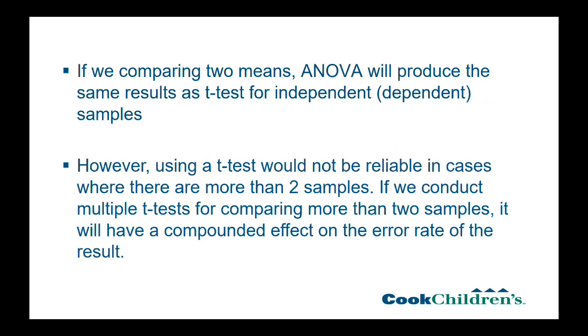If we are comparing 2 means, ANOVA will produce the same result as the t-test for independent samples. However, when you use a t-test to compare more than 2 samples, it might not be reliable. And like I said, that's where ANOVA comes in, where you can have 3 or more samples. You can use analysis of variance to make an inference.